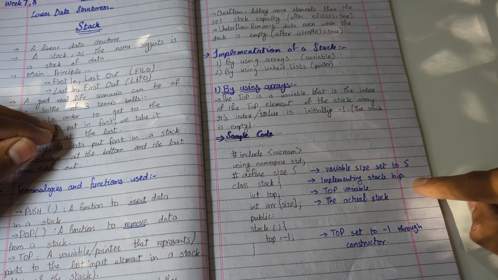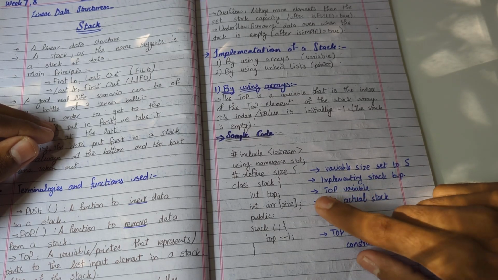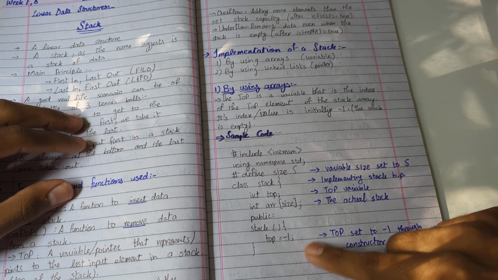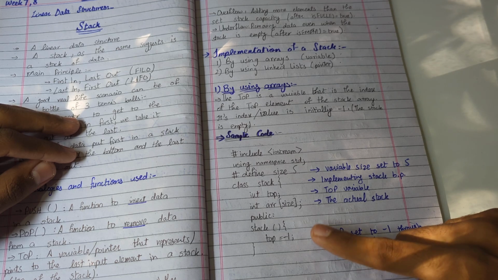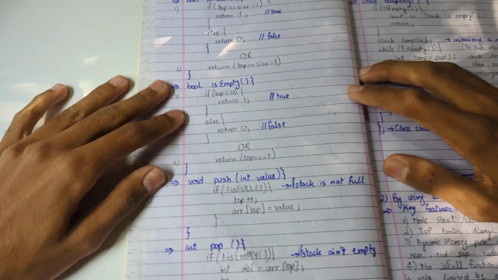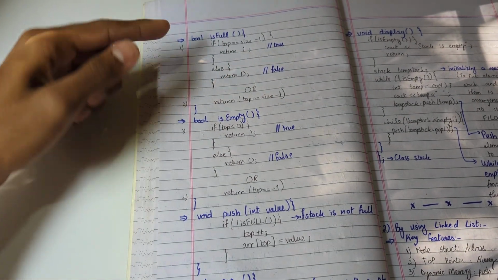Implementing the stack blueprint. We have the top variable, the actual stack, and then a public Stack constructor that initializes the top variable to -1. Next up we have the functions.